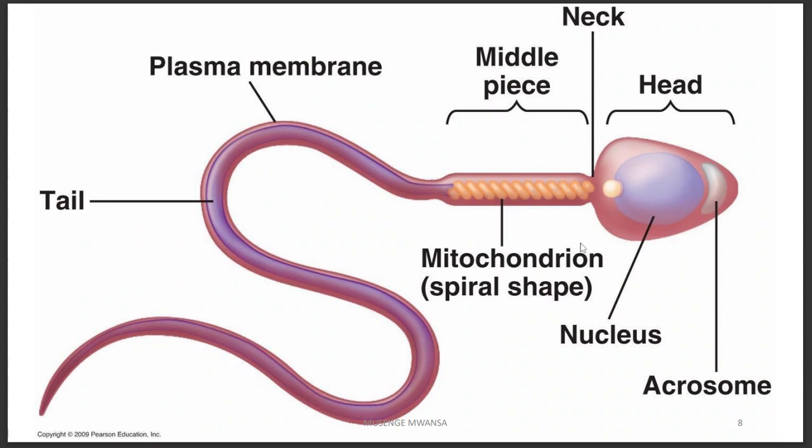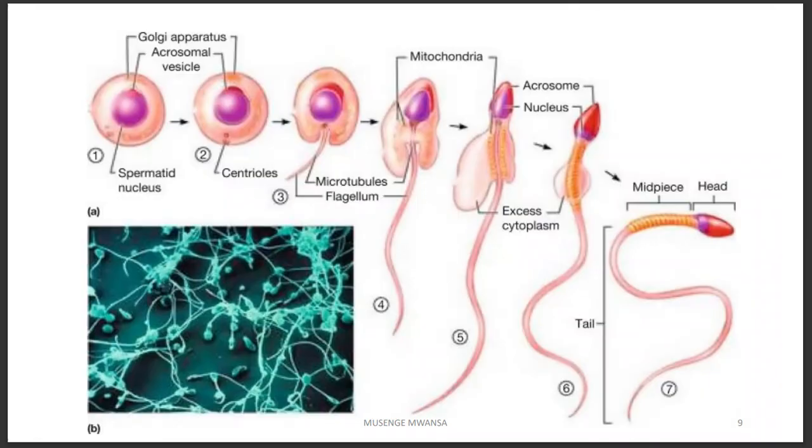So this is a sperm formed. It has got the head, the neck, the middle piece, and the tail. The tail has got a plasma membrane. The middle piece has got a lot of mitochondria. And then the head contains the nucleus. And then at the front part of the head, we have got the acrosome. This is the one responsible for digesting the zona pellucida of the ovum for the sperm to be able to enter and fuse with the ovum.